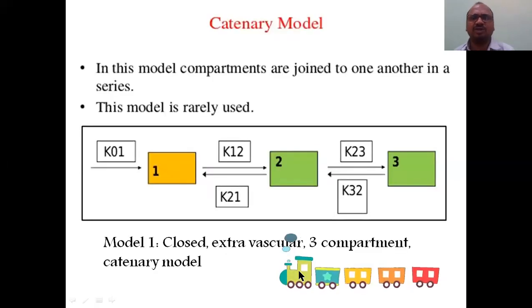Very easy. Now we come to the catenary model, just like a train type. See, this is a 3-compartment model. 1, 2, 3 compartments are there. Absorption is there. Elimination is not there. See here, there is no elimination. That's why this is called a closed model. See here, closed, extravascular, because absorption is there. Extravascular, 3-compartment catenary model. Here you can mention clearly whether it is catenary, because there is no central compartment. Main compartment is there.